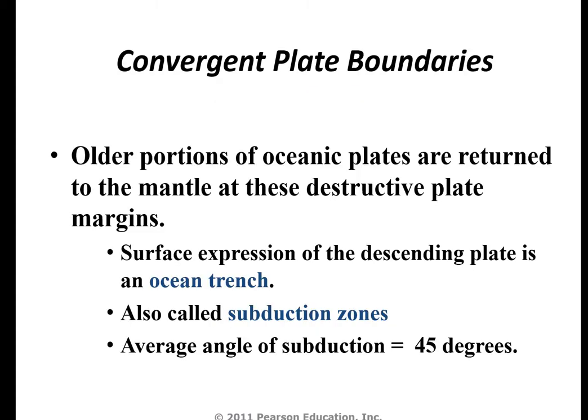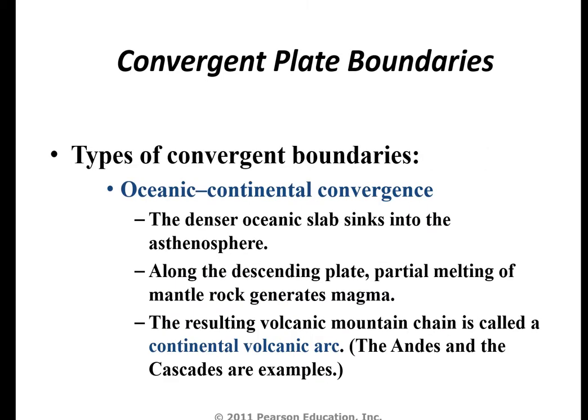Older portions of oceanic plates are returned to the mantle, and these are convergent plate margins. The convergent zone is called an oceanic trench, or a subduction zone. The average angle of the subduction is 45 degrees, and we'll show you that here in a second. In oceanic and continental convergence, the denser oceanic slab, ocean plates are always denser, sinks into the asthenosphere. Along with the descending plate, partial melting of mantle rock generates magma, and the resulting volcanic mountain chain is called a continental volcanic arc. We have examples of this in the Andes and the Cascades.